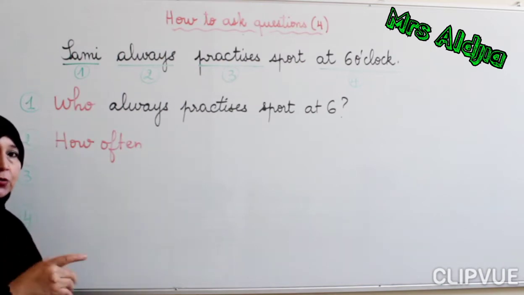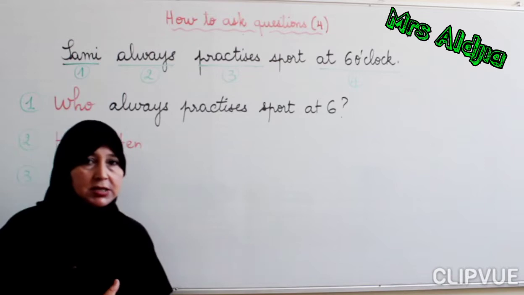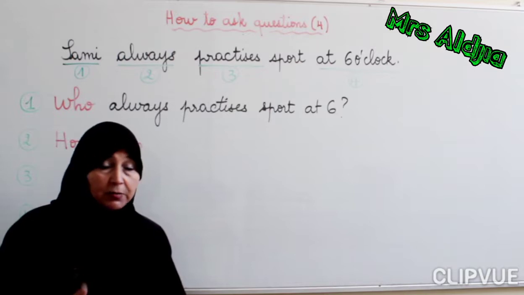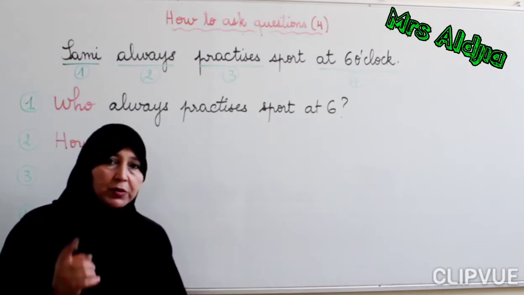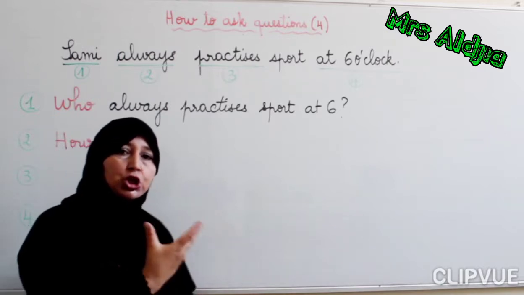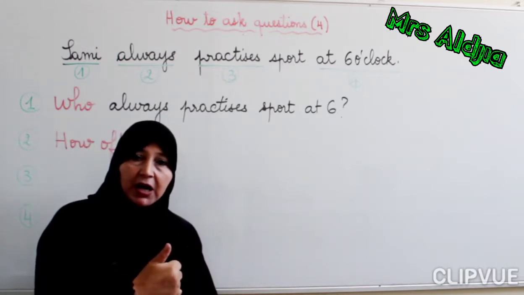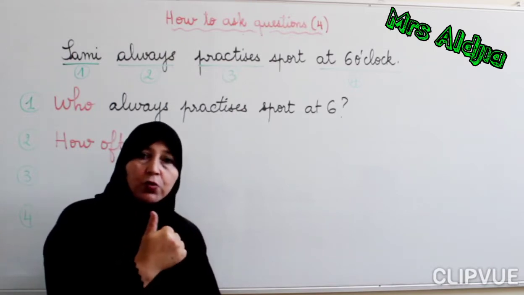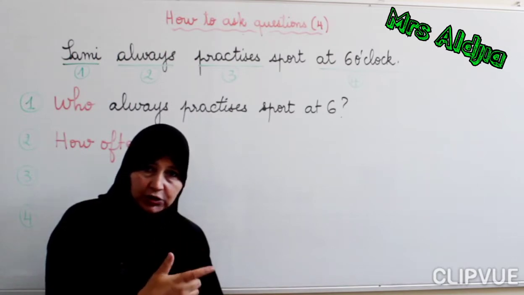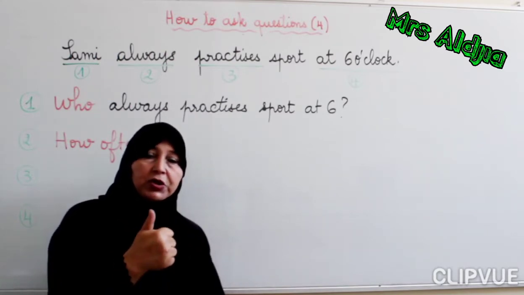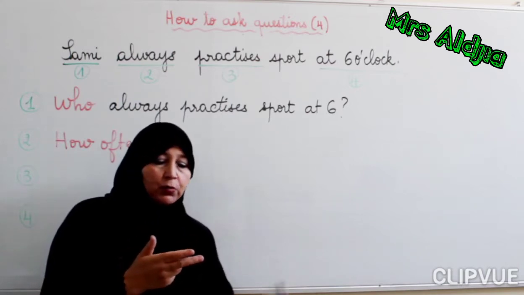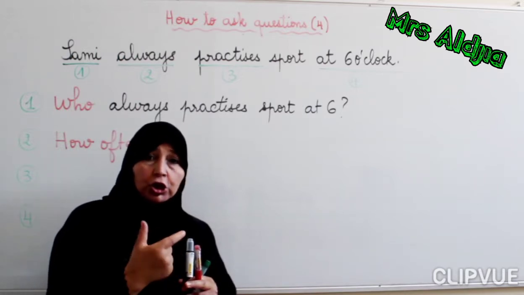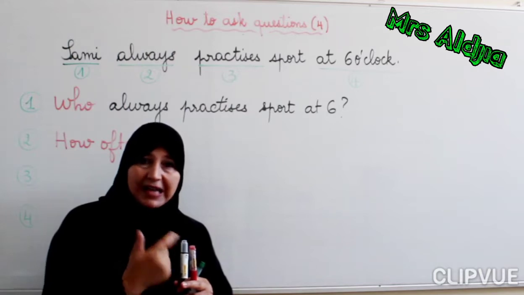So how often now? What's the verb? It's practices. Is it present simple or past simple? It's not past simple, it's the present simple. Remember now, we have the 3 essential elements, which are the auxiliary, subject, stem. So, what's the auxiliary here? We know does, we know do, we know did. We can't write did because it's not the past simple. So we have to choose between do and does.